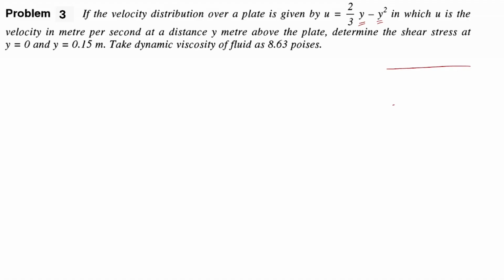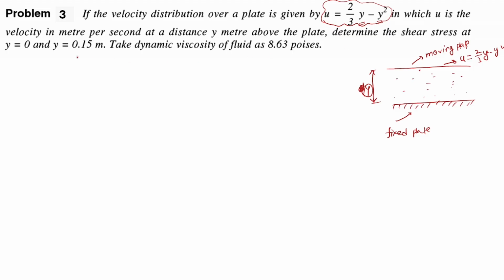I'm making it. So this is my fixed plate, and this is my moving plate, and the velocity of this plate is u, which is 2 by 3 y minus y square. So the velocity of this plate is given as a function of y, and I am assuming that this is y. Determine the shear stress at y equal to 0 and y equal to 0.15 meters.